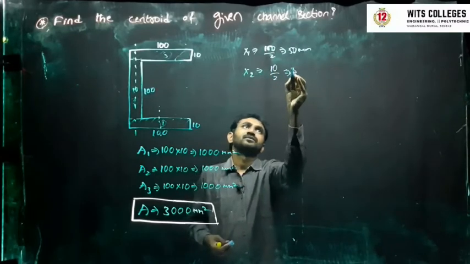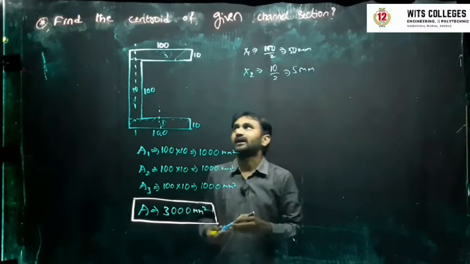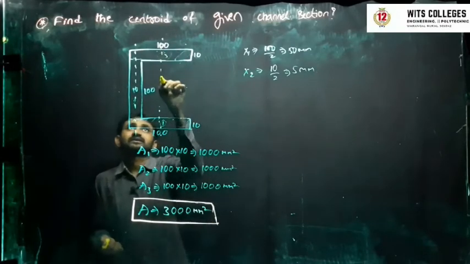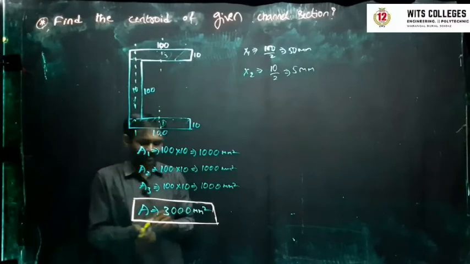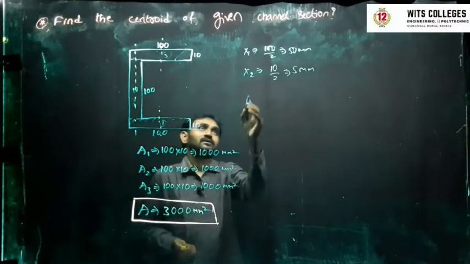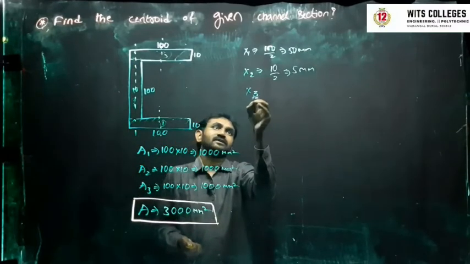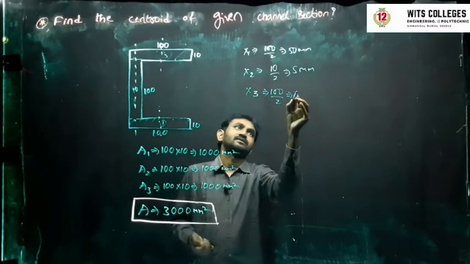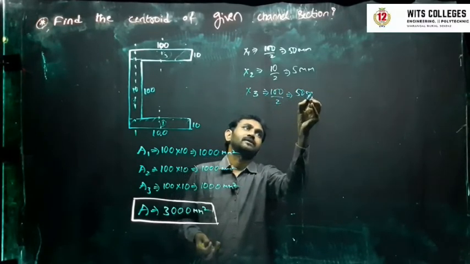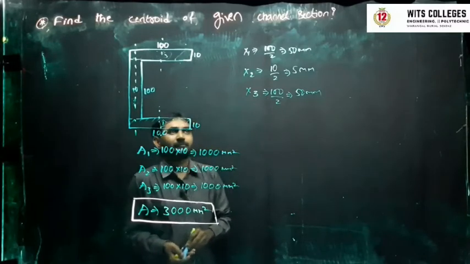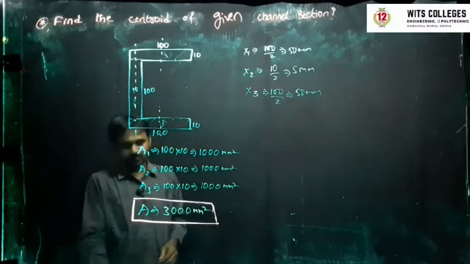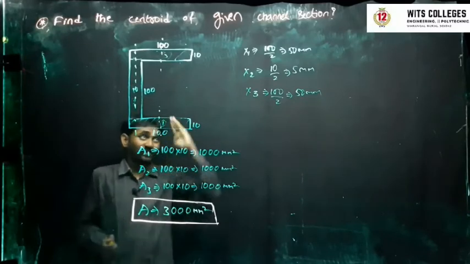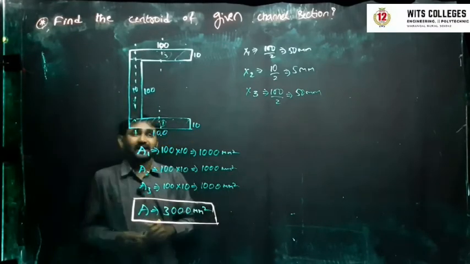This is 5 mm. And similarly I have to cut figure number 3 in this direction. So this is 100 again. X3 is equal to again 100 by 2, this is 50 mm. So if I want x, I want to cut the figure in y direction. If I want y, I have to cut the figure in x direction.